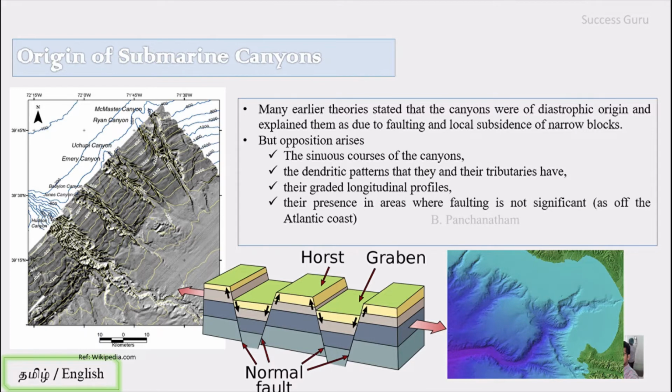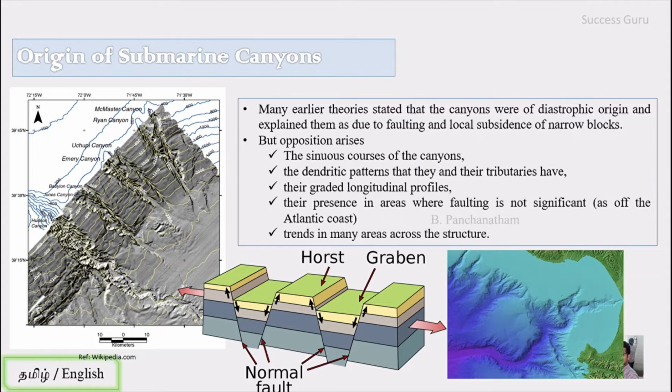Then the presence in an area where faulting is not significant, right? So when they are talking about the origin due to faulting, there are also submarine canyons where there is no evidence of faulting present. Just like the Atlantic coast, there is no evidence of faulting, but there is also presence of submarine canyons. So this is also one of the reasons for the opposition.